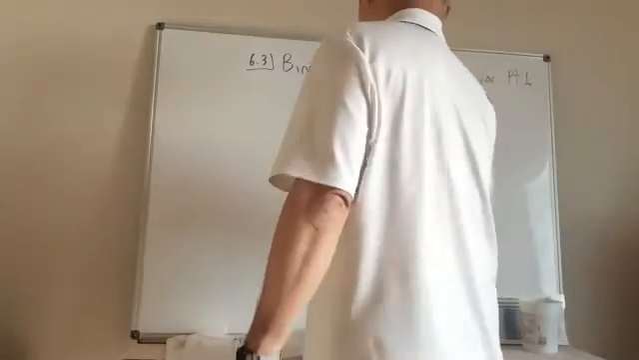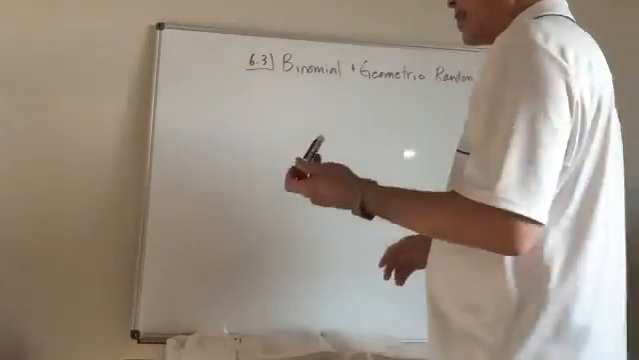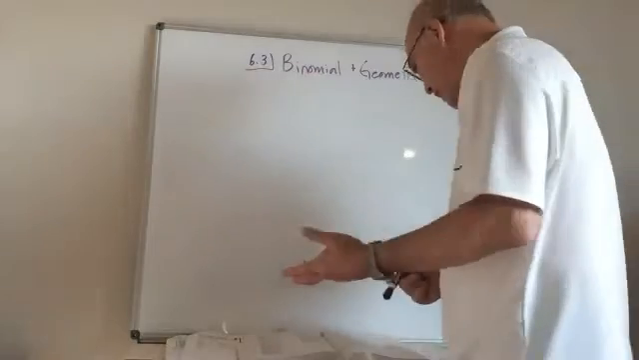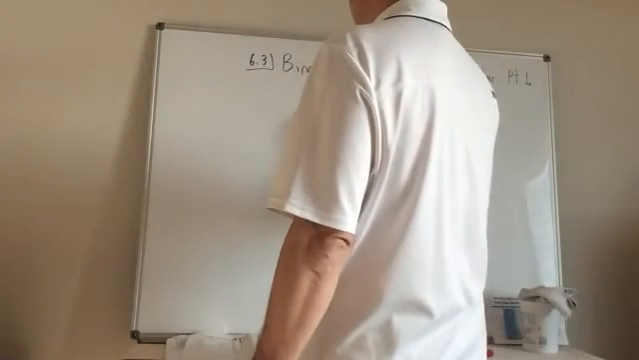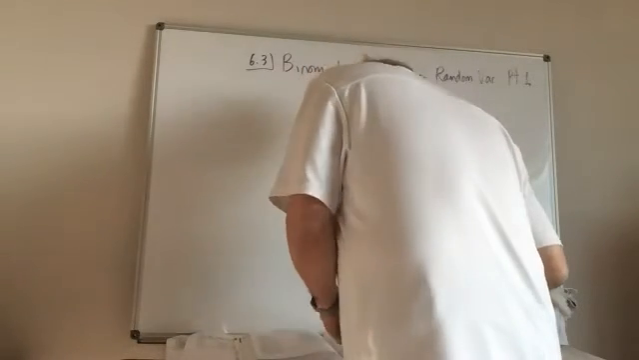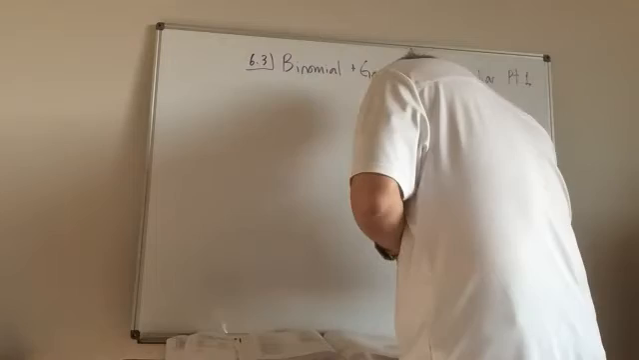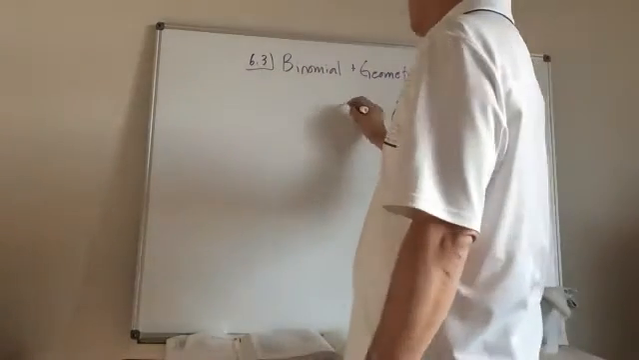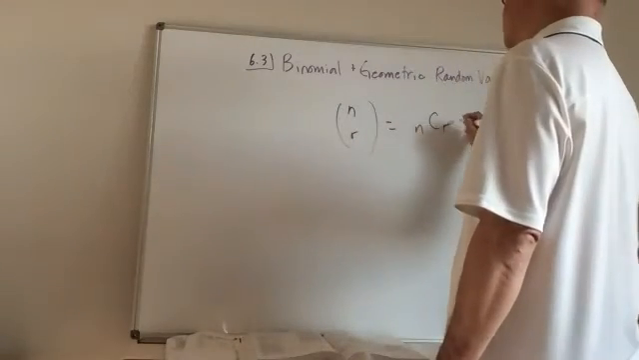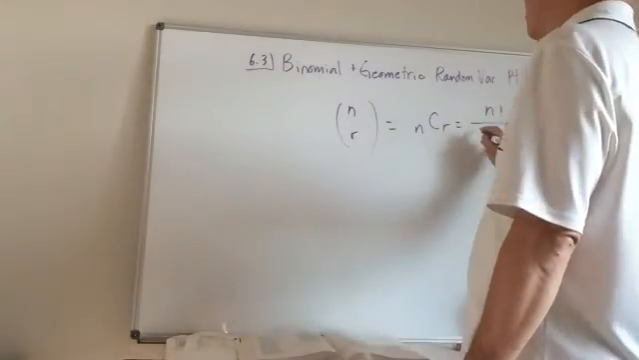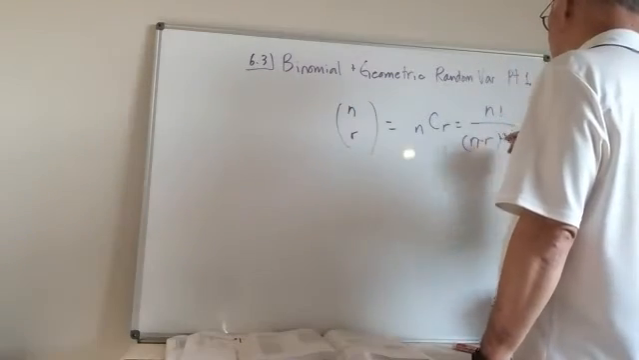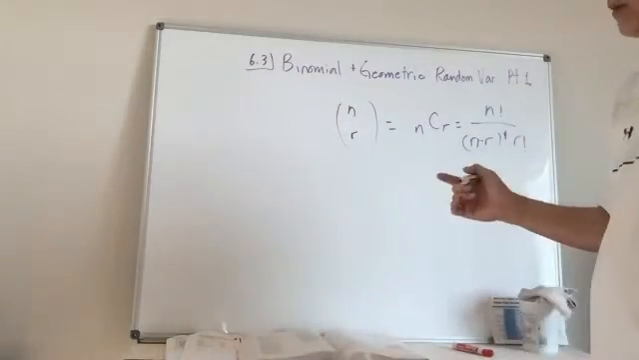How we calculate a success in a binomial situation. Those of you who've done calculus should understand this. So let's go to page 407. The definition of a binomial coefficient is n choose r, which is equal to n factorial over r factorial times n minus r factorial. We've done this before.